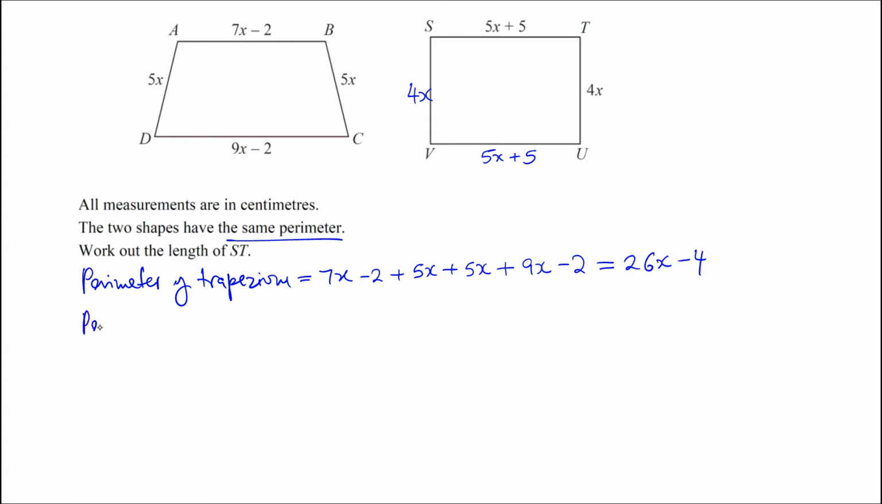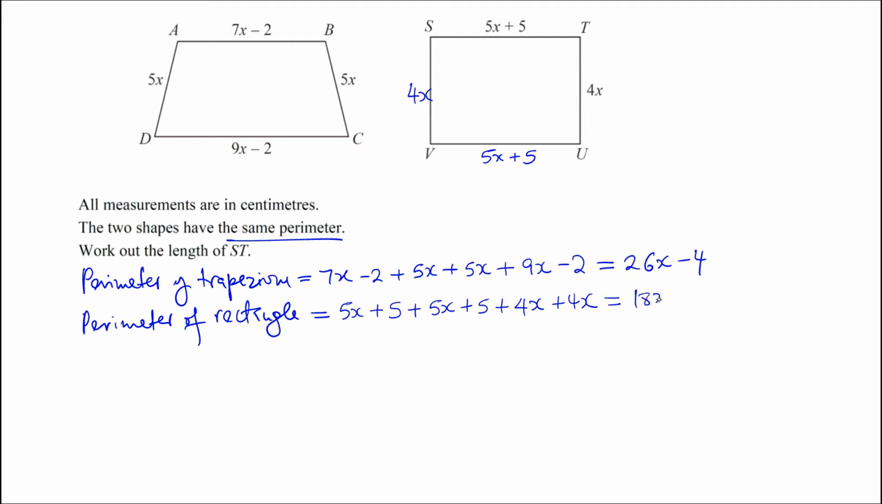And then the perimeter of a rectangle will be equal to 5x plus 5 plus 5x plus 5 plus 4x plus 4x, and that will be equal to 18x plus 10 if you simplify that.